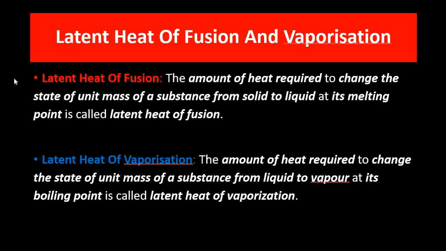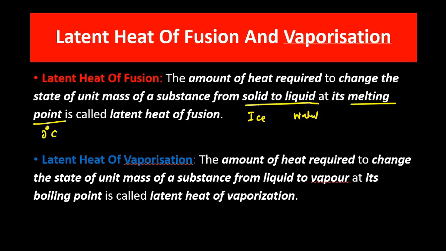So there are two heats: latent heat of fusion, which is the amount of heat required to change the state of a unit mass of substance from solid to liquid. That is, in case of the experiment here, ice to water at its melting point. For ice water, the melting point is 0 degrees Celsius.